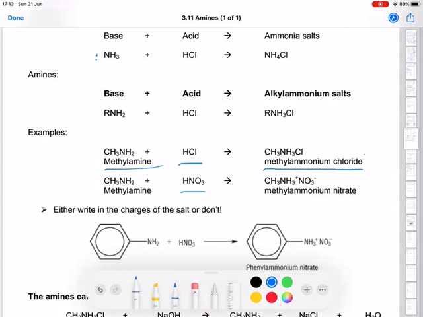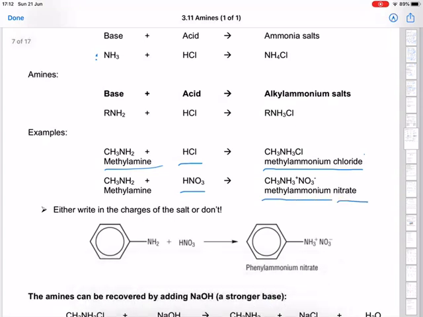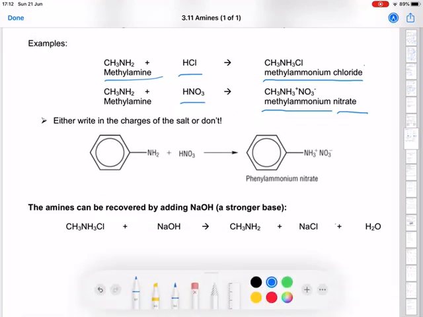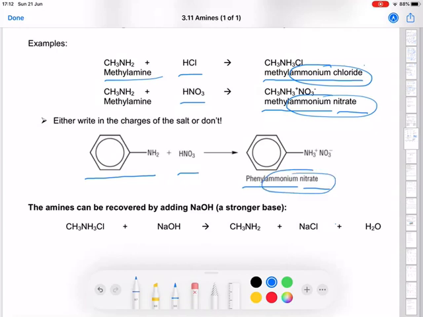Okay, if it was nitric acid instead, we'd have methylammonium nitrate. Okay. If we were using benzene, remember benzene, its name becomes phenyl. So we've got phenylamine here with nitric acid, which gives the phenylammonium nitrate. Okay. So all of these are forming the kind of alkyl ammonium chlorides all the way down here, which, as you've seen earlier, if you react it with sodium hydroxide, that's a stronger base, you will get the amine, NaCl and water, and that's always worth remembering.